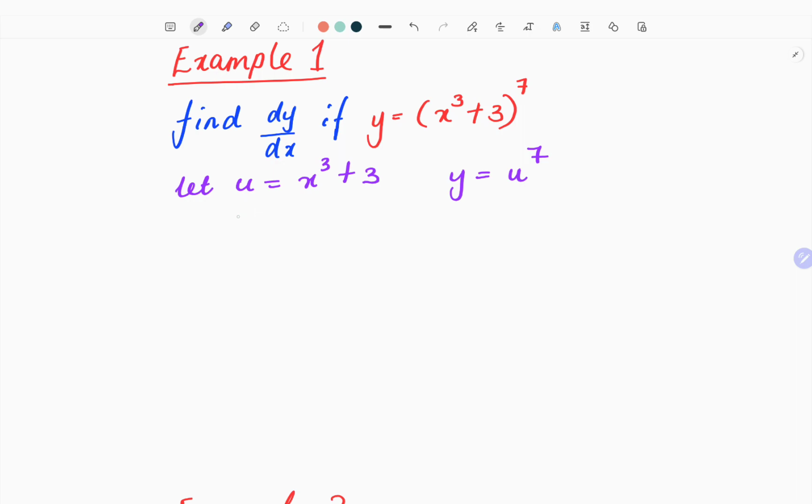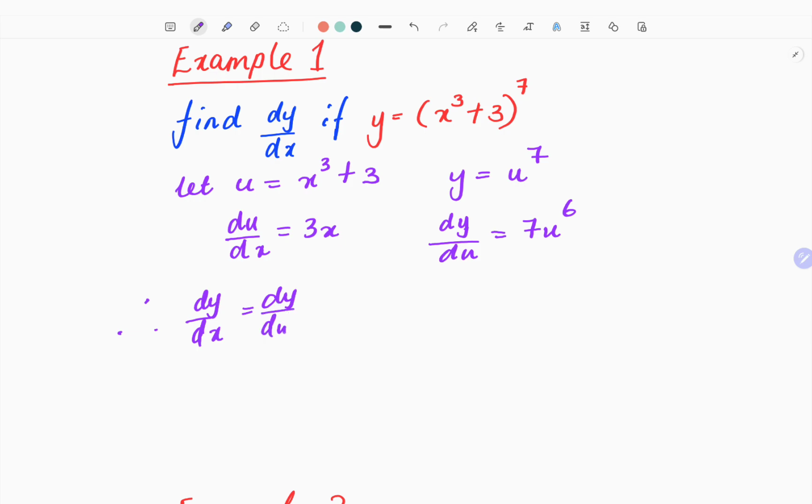Then the next thing that you do, you have to differentiate this u function. And that du/dx will be equal to 3x squared, and the derivative of a 3 is 0. And also here, dy with respect to u will be equal to 7u to the power 6. And therefore, dy/dx will be equal to dy/du multiplied by du/dx.